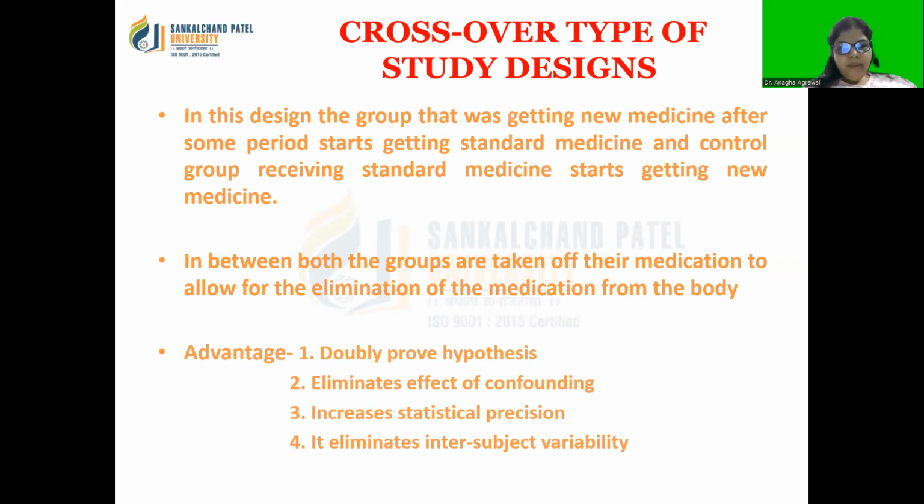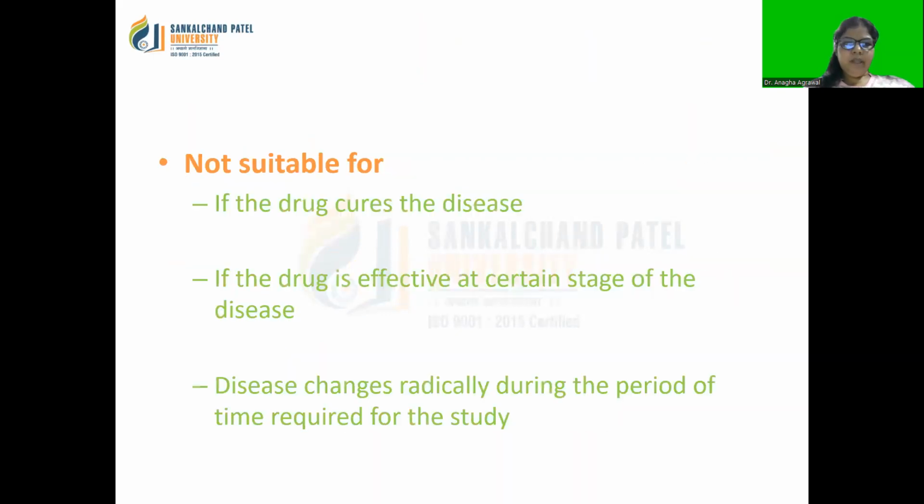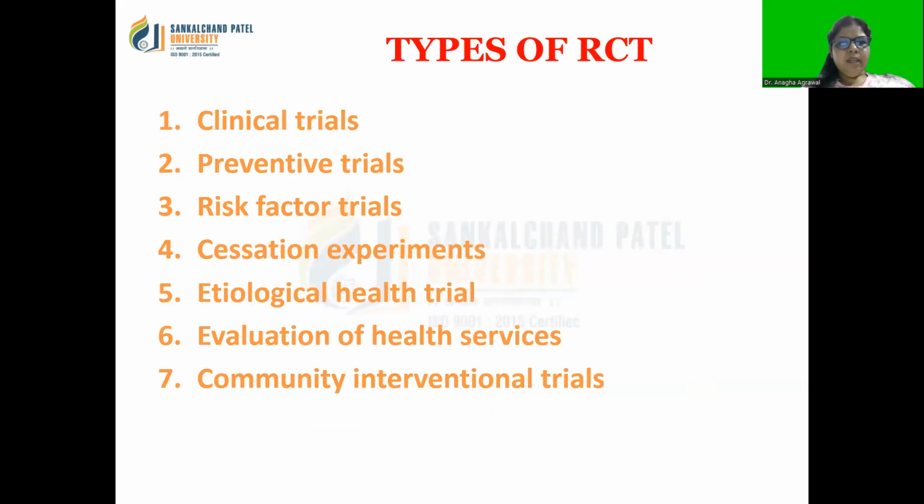The advantage of using this study design is that it doubly proves the hypothesis, eliminates effects of confounding since each one is acting as their own control, increases statistical precision, and eliminates intersubject variability. But even if this is the best design, it still cannot be used if the drug cures the disease. If there is no disease, you cannot have a crossover. It also cannot be used if the drug is efficient at certain stages of the disease only, and the disease changes radically during the period of time required for this study.